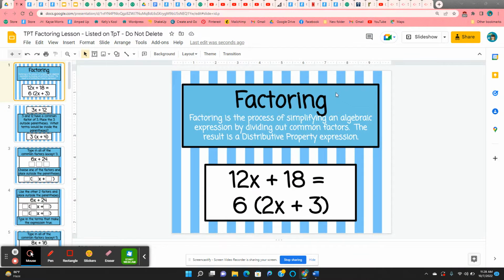Factoring, this is a digital lesson teaching students the process of factoring an expression. So the definition is that it's an algebraic expression where they divide out common factors, and the result is a distributive property expression.